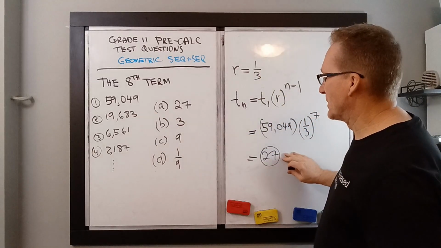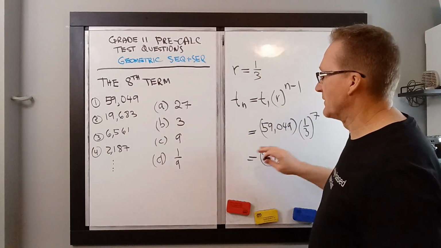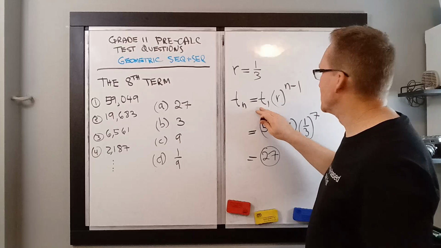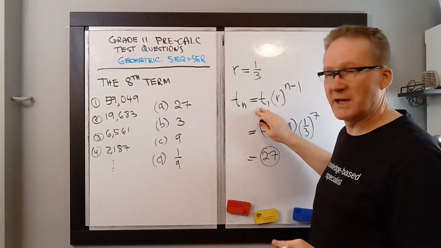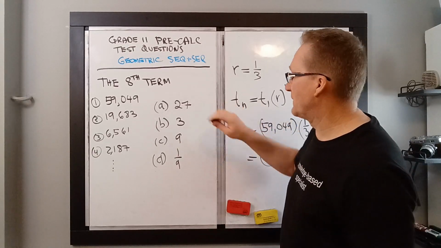Now, figuring out which one of these it is. So this is 27. This is a fairly straightforward problem. You just have to have an understanding of how to find this formula, how to find the common ratio.